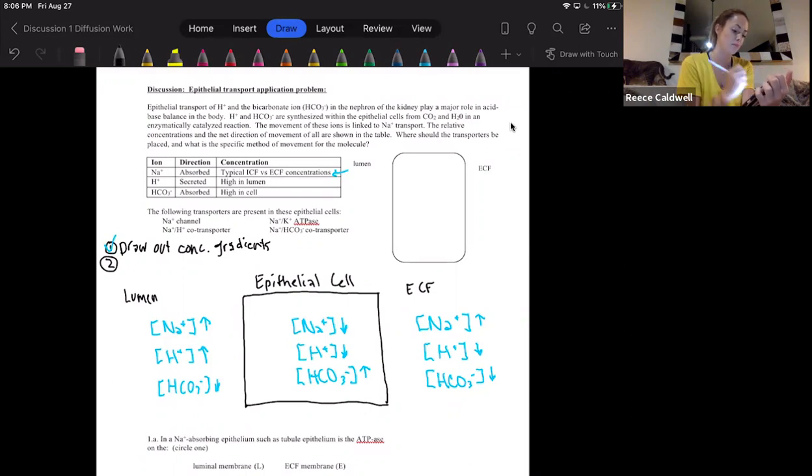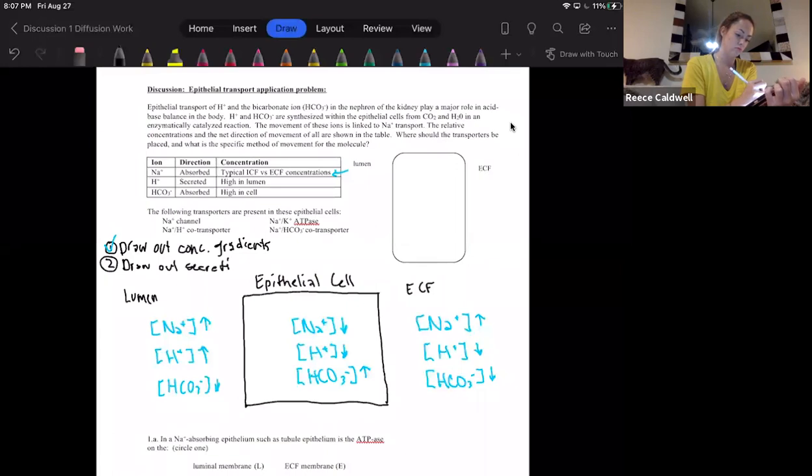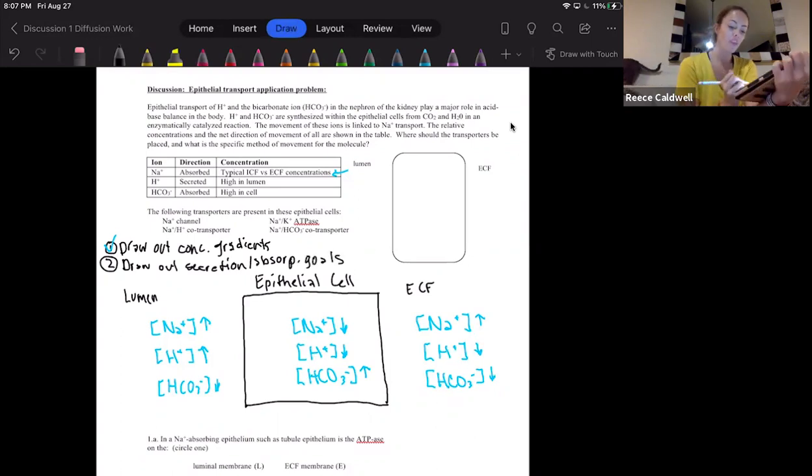So we're going to move to step number 2. Step number 2, we're going to kind of draw out our secretion and absorption goals. So I am going to represent absorption with an arrow going, I'm bad with left and rights, going that way. So going that way on my screen, that's going to be our absorption area.